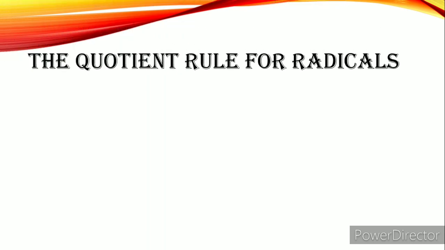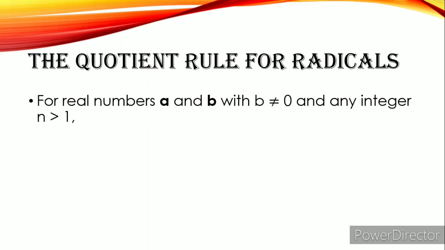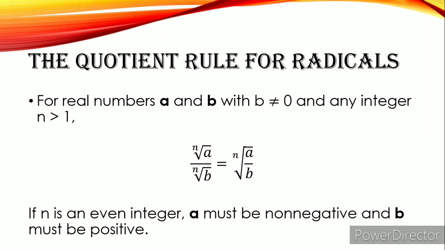This is the other rule for the quotient rule for radicals. For real numbers a and b, with b not equal to 0 and any integer n greater than 1, nth root of a divided by nth root of b equals nth root of a over b. If n is an even integer, a must be non-negative and b must be positive.